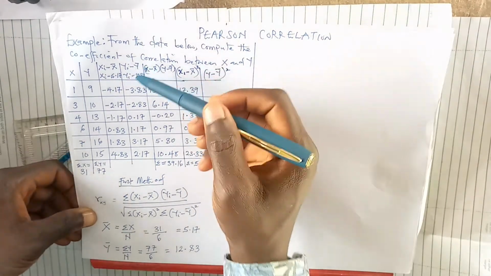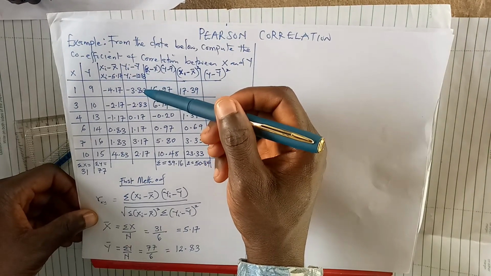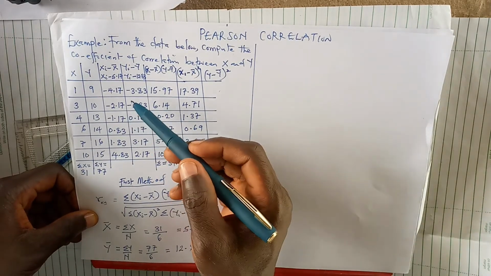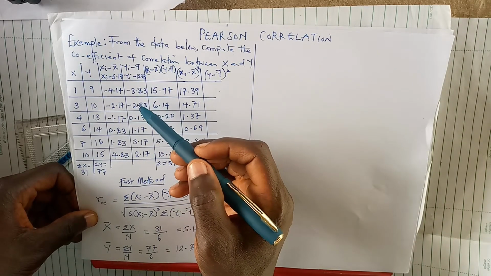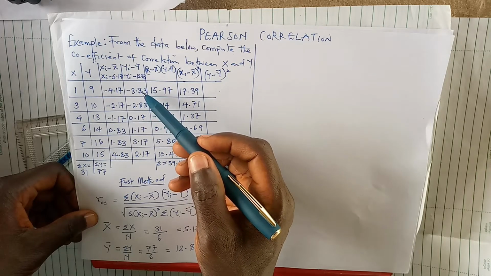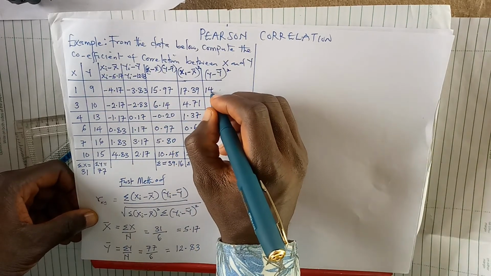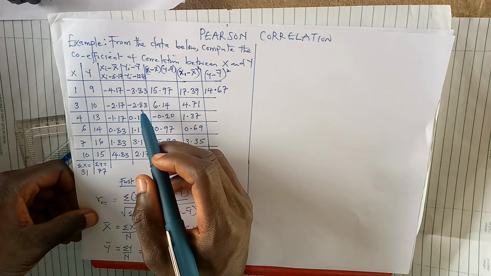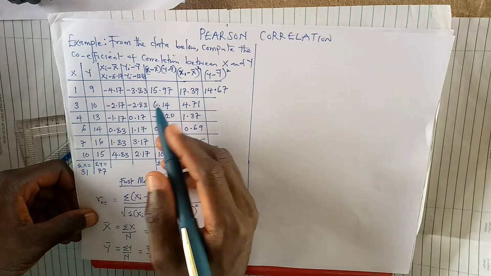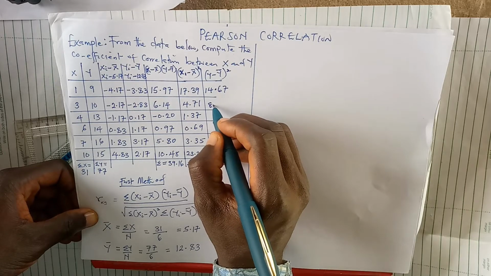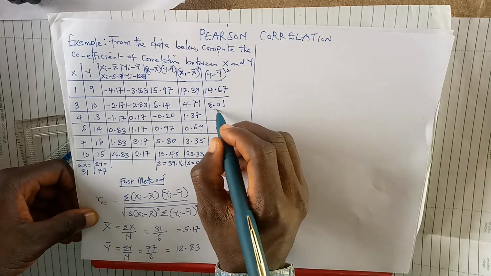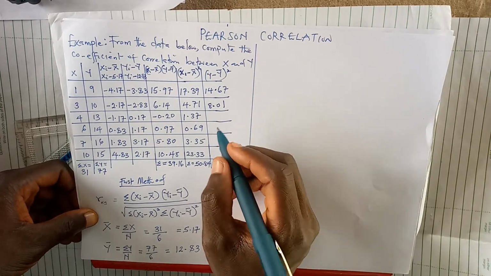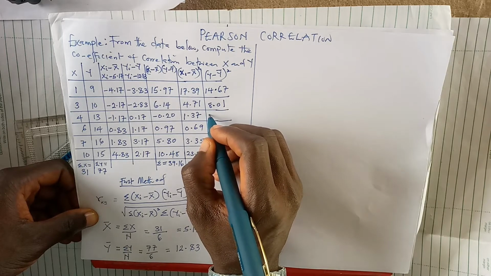Now the other part, which is y minus y bar squared. So the square of this y minus y bar, we're going to square each value in this box here, and that will give us the values in this column. So it's minus 3.83 raised to power 2, and that will give us 14.67. Minus 2.83 raised to power 2 will give us 8.01. If you continue that way, we keep on getting values here. We're going to have 0.01.